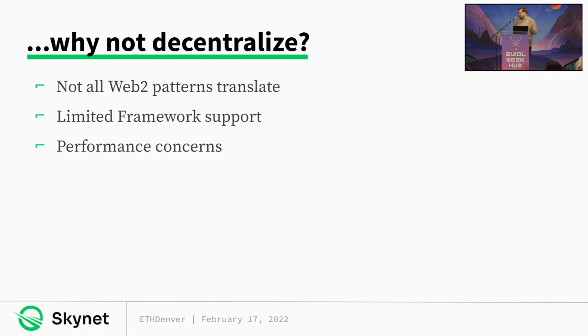We see some resistance to this, or just maybe laziness around it. So it's useful to look at why people do not decentralize their websites. Well, we might see that not all Web 2 patterns translate into the decentralized context. Decentralized websites do not have the single trusted backend server, and so some of these patterns don't translate from Web 2 to Web 3 very well. Because we don't have that server, there can also be limited framework support. Some of these frameworks are not designed for Web 3. And lastly, I think people have performance concerns about decentralized storage in comparison to big players like AWS.